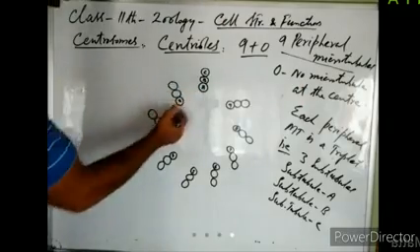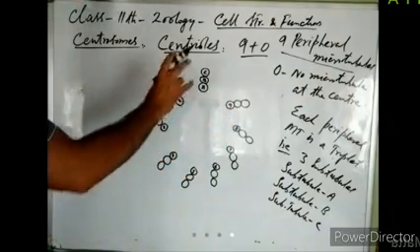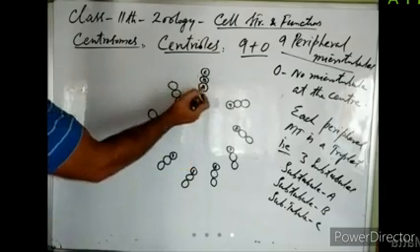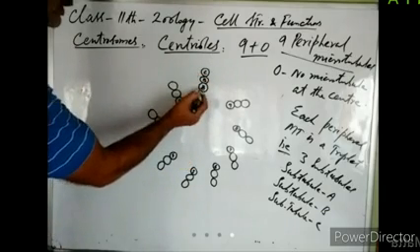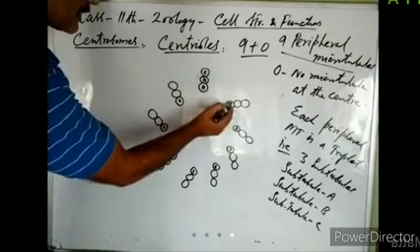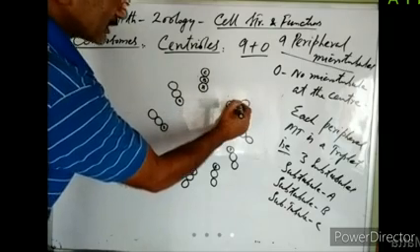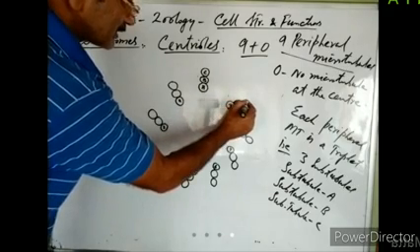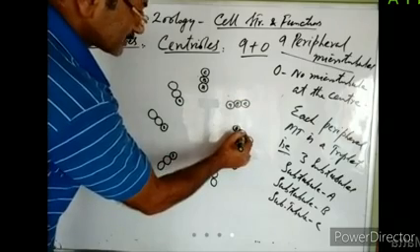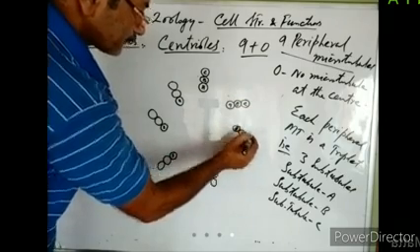So these are 9 peripheral microtubules. Each of them is a triplet. Each of them is formed of 3 subtubules: subtubule A, B, C. Similarly here, subtubule A, subtubule B, subtubule C. This is B and this is C. Similarly here, A, B, and C, right?